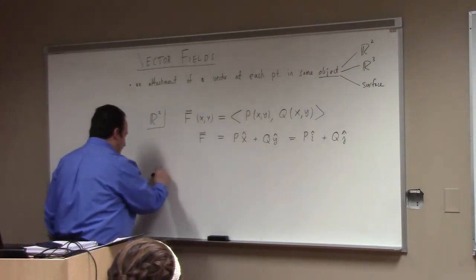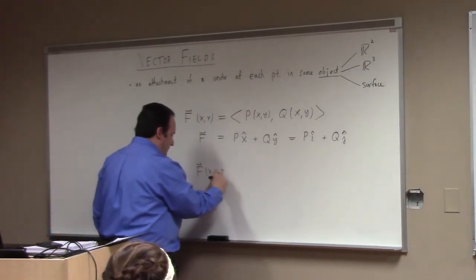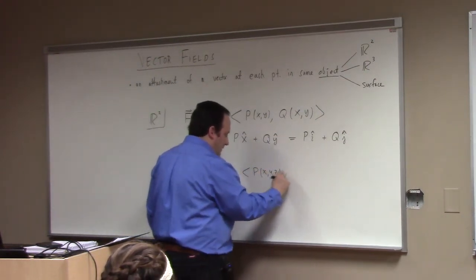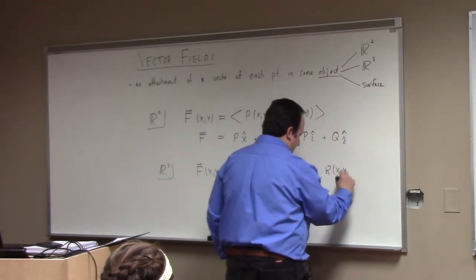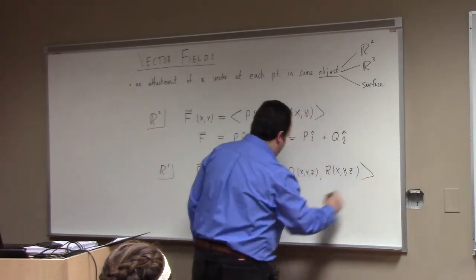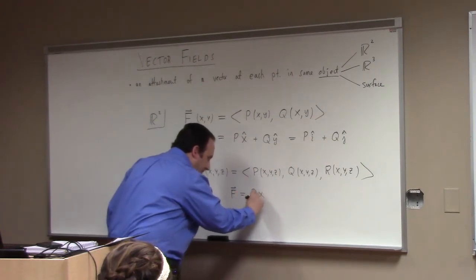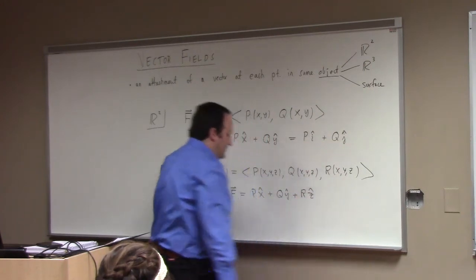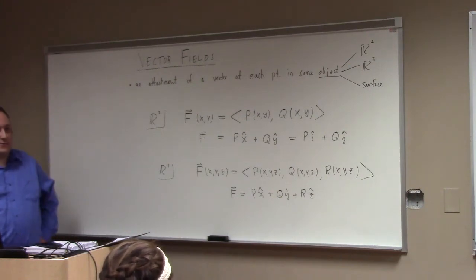Typical notation for R3, we have f, which is a function possibly of x, y, and z. And so you have p of x, y, z, q of x, y, z, r of x, y, z. If I drop the point notation and I just write f as p x hat plus q y hat plus r z hat, that's a vector field. We're attaching a vector at each point in space.